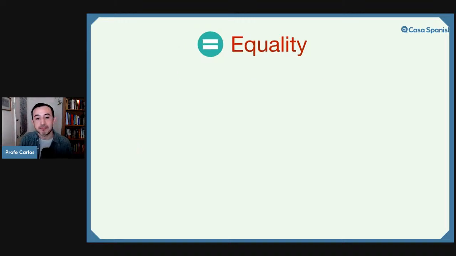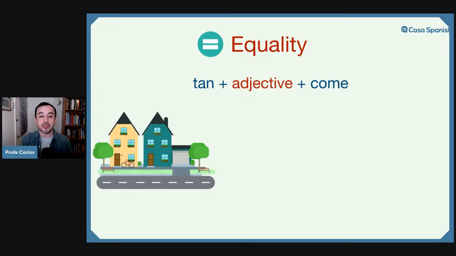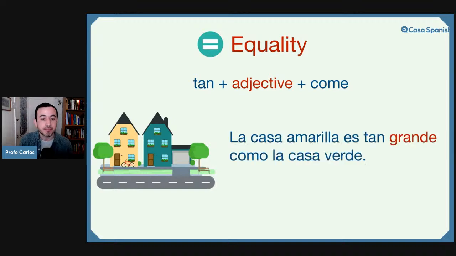There you have it. And now let's talk about equality. Here we're going to use tan. Tan plus an adjective plus como. That's a bit of a typo there. So it should be como. Example. La casa amarilla es tan grande como la casa verde. Right? La casa amarilla es tan grande como la casa verde. The yellow house is as big as the greenhouse.